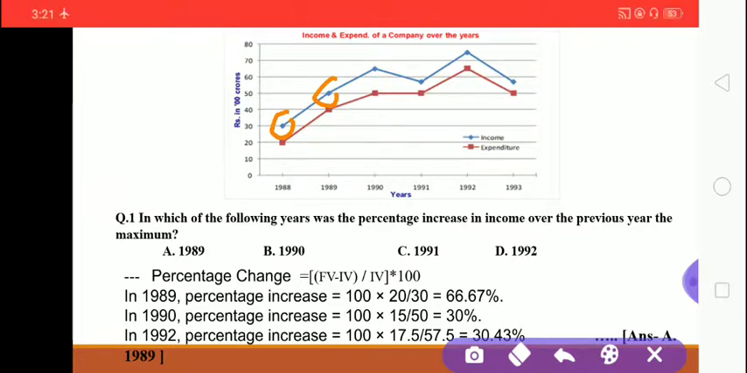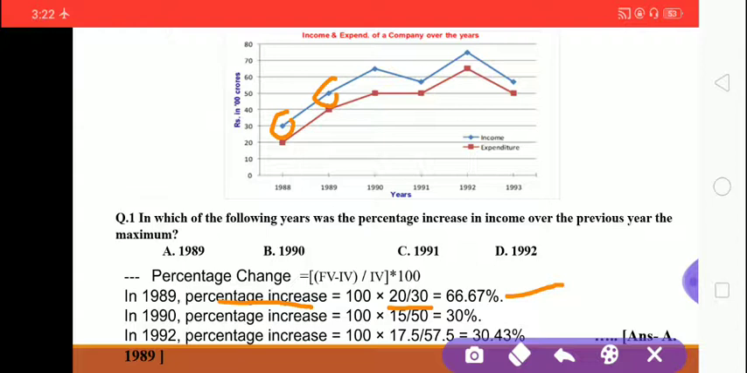Therefore in 1989 the percentage increase will be 20 divided by 30, because 50 minus 30 gives 20, and the initial value is 30, so 20 divided by 30 into 100. This value comes to 66.67.